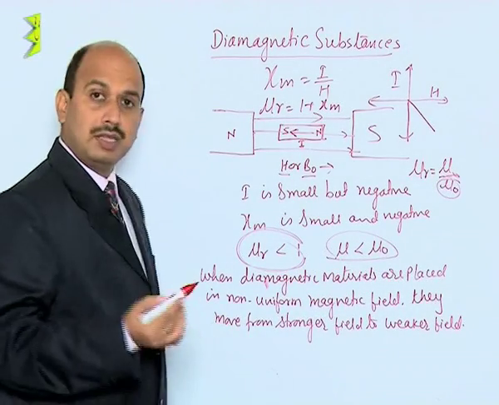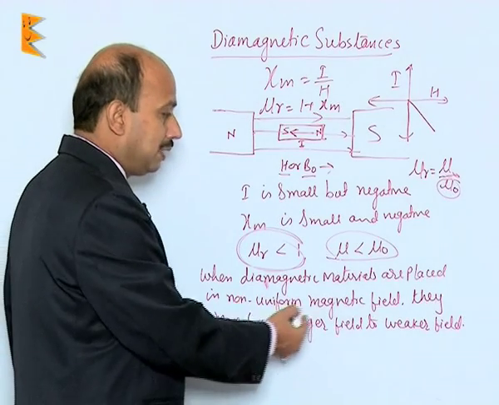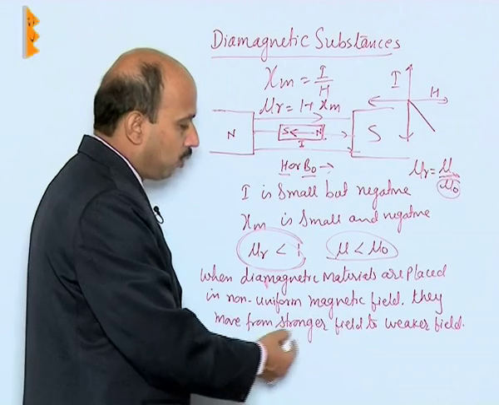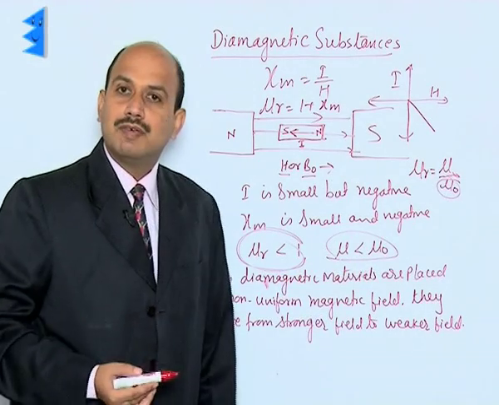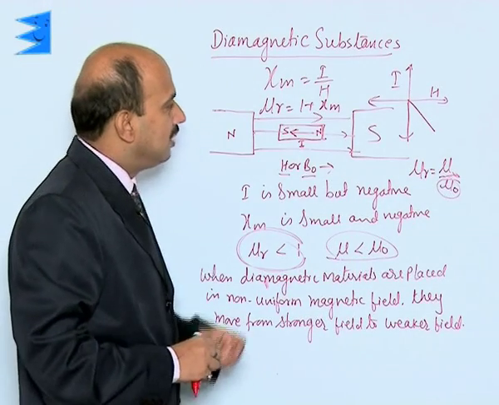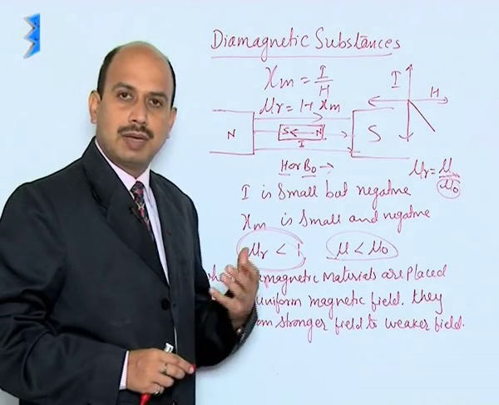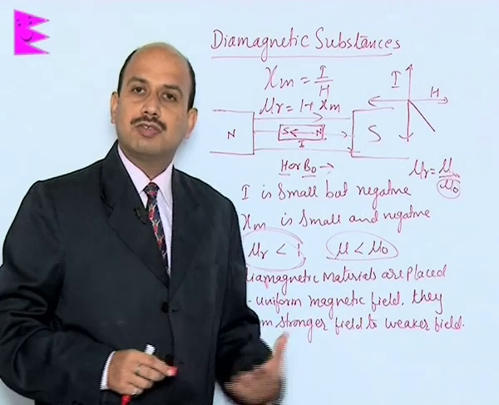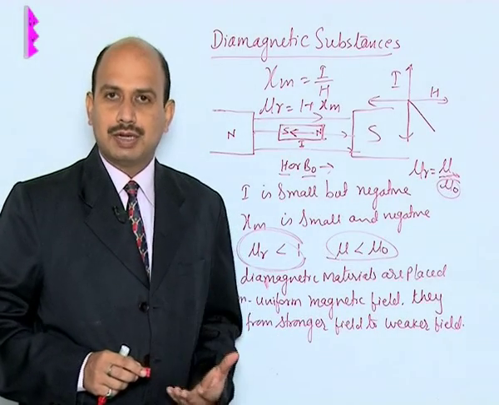Now another property: when diamagnetic materials are placed in a non-uniform magnetic field, they move from stronger field to weaker field. So when you place these diamagnetic materials in this non-uniform magnetic field, the movement is given like this, that is from stronger to weaker magnetic field.